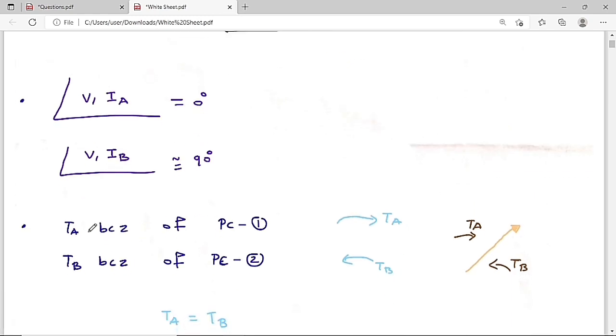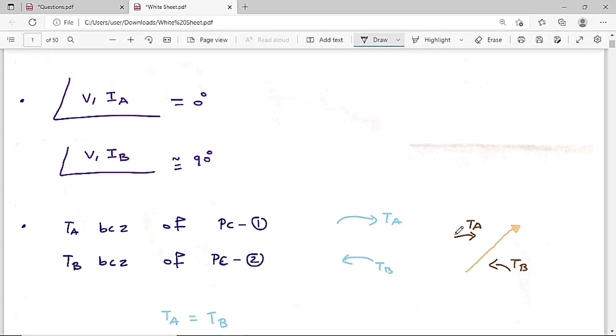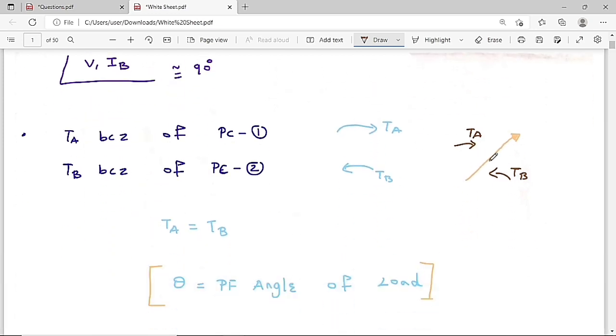I've already told you TA is the torque which is produced because of pressure coil 1. Let me assume it is in the clockwise direction, so clockwise on the pointer. Whereas TB is a torque which is produced because of this pressure coil 2, and is always opposite to the previous one. This is anti-clockwise on this pointer. So at steady state, both these torques are equal in magnitude. Then only the pointer is going to remain at the steady state. So TA is equal to TB.